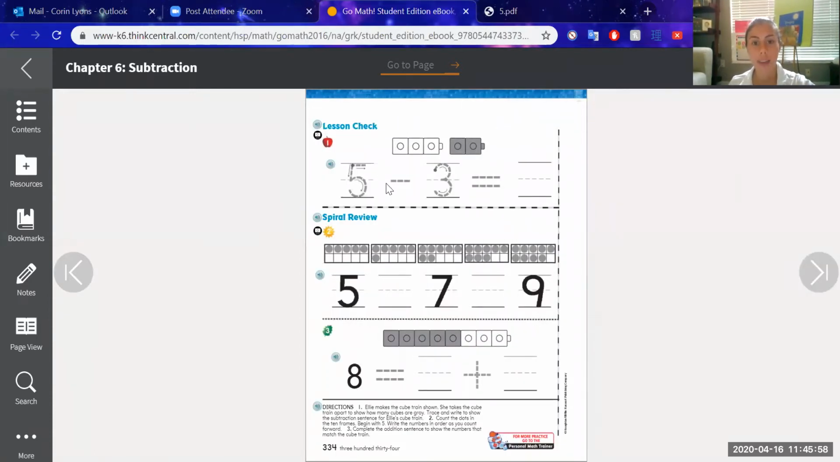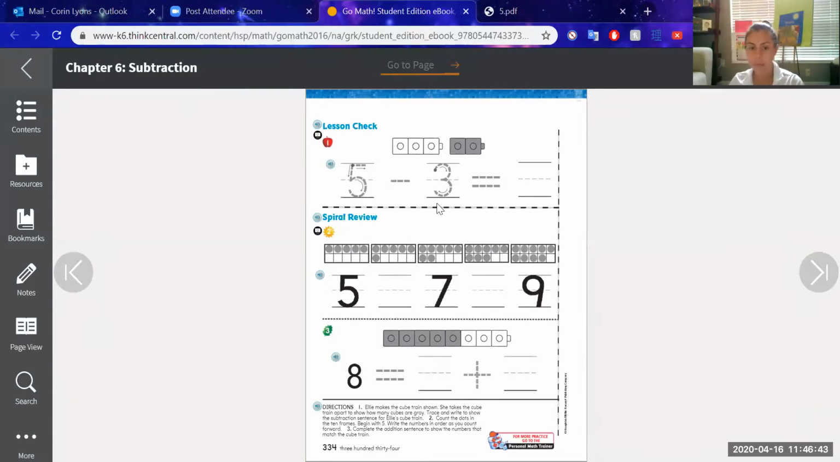Now we're going to do the ones on this page. Let's count how many cubes we have in all. 1, 2, 3, 4, 5. We have 5. 5 minus 3 equals, how many are we taking away? We're taking away 3. So you need to cross 3 out. If you cross out 3, how many do you have left? You have 2 left. So 5 minus 3 equals 2.